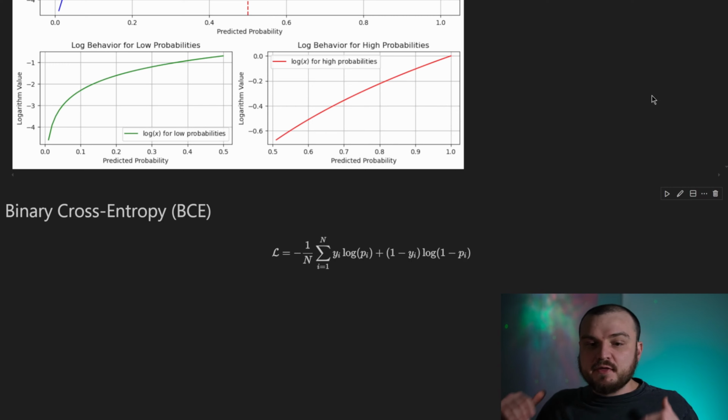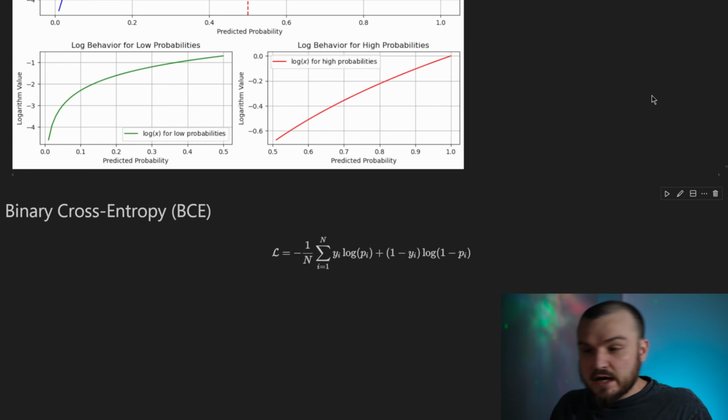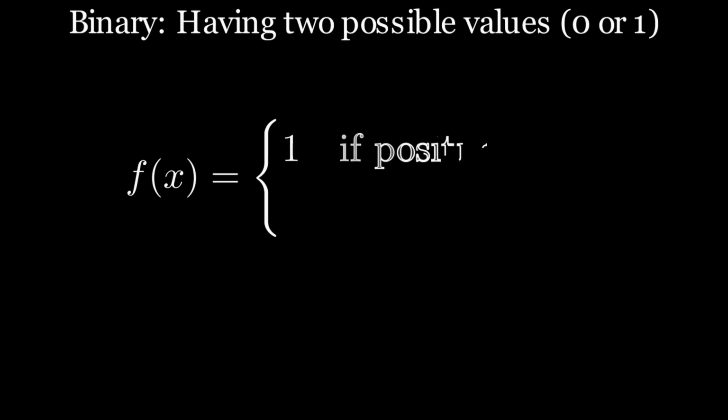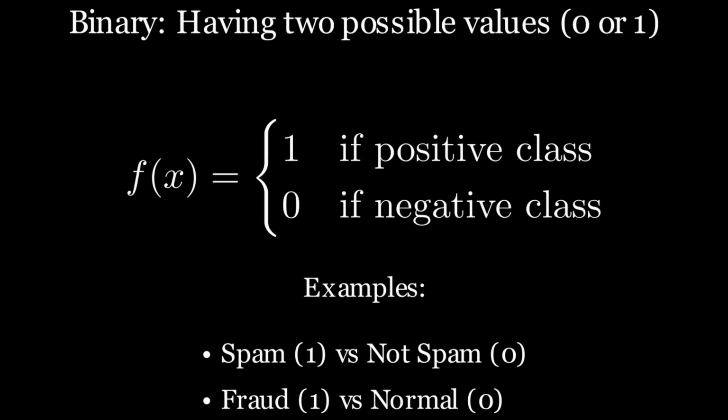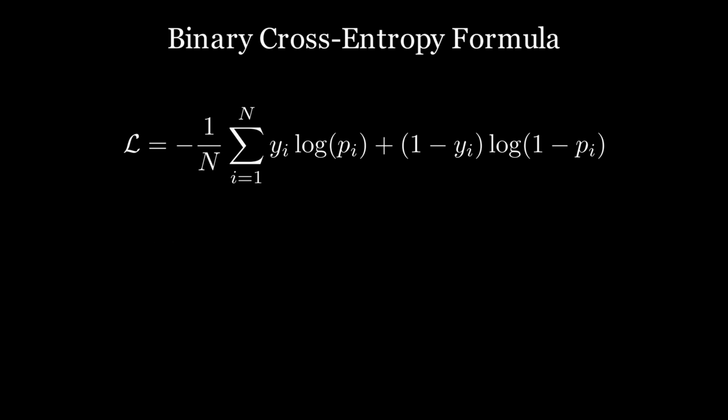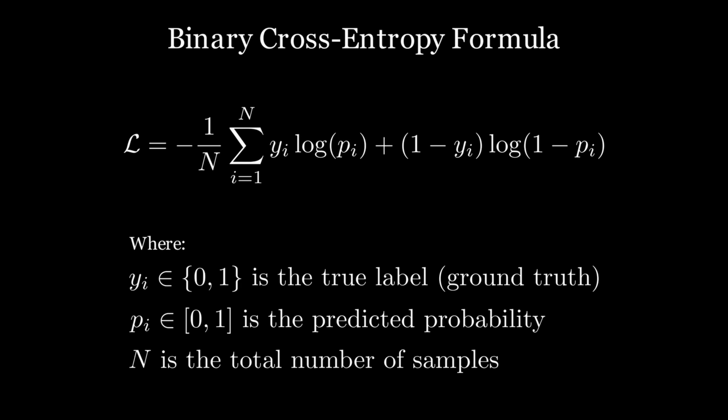And here we have the binary cross-entropy formula. Binary means that we have only two classes, 1 and 0, for example, or let's say the presence or the absence of something in the picture. In this formula, yi is the true label for the i-th sample and can be either 1 or 0. The model predicts pi, the predicted probability for the i-th sample.